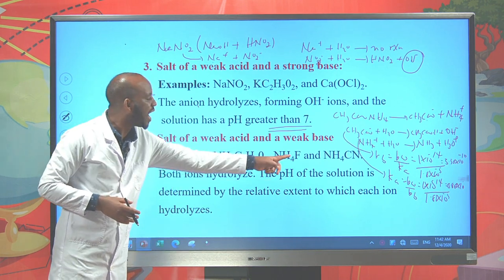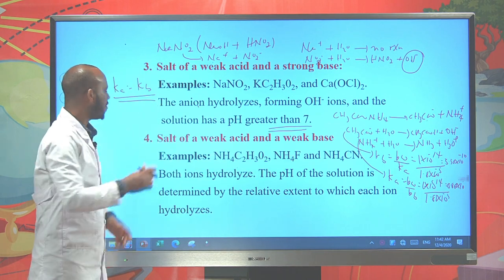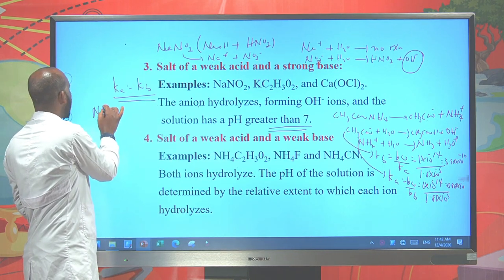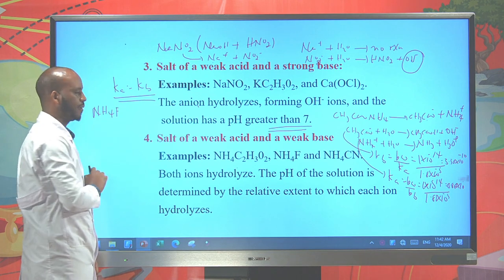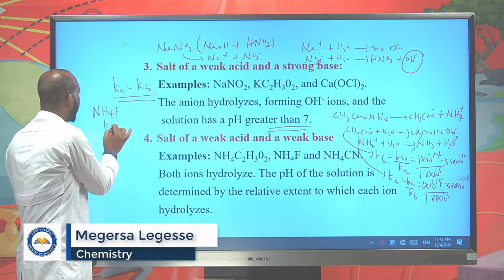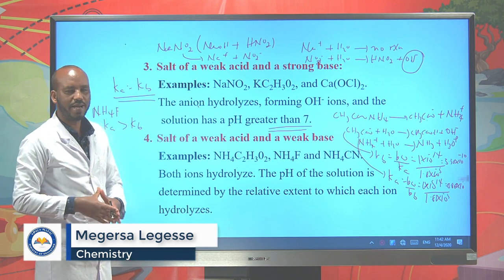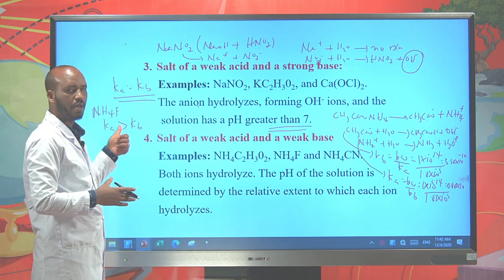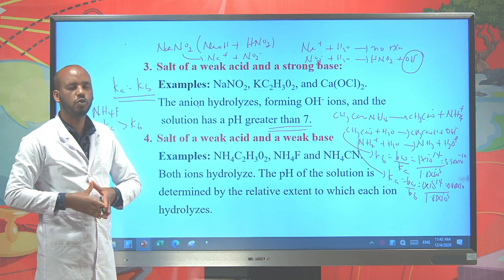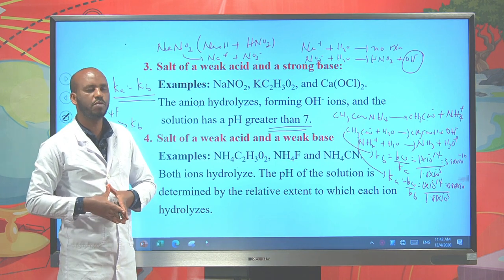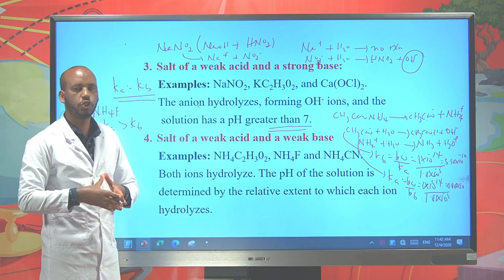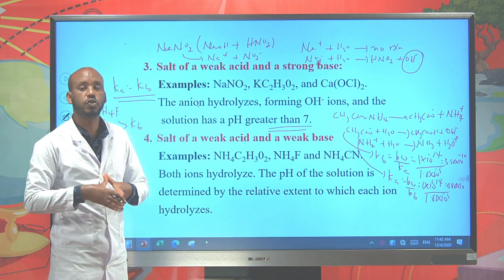On the other hand, ammonium fluoride is a salt derived from a weak base, ammonia, and a weak acid, hydrofluoric acid. Now, for ammonium fluoride, K acid is greater than K base. This implies that excess hydronium ion is produced in the solution and the solution becomes acidic. The pH of the solution is less than 7.